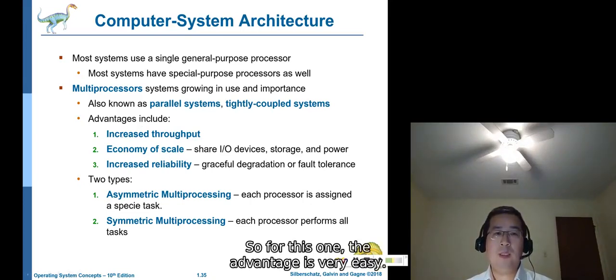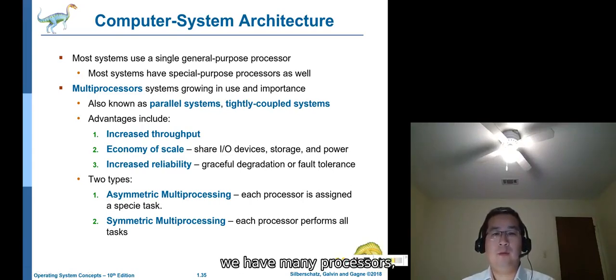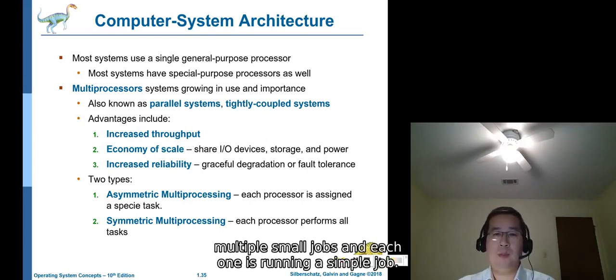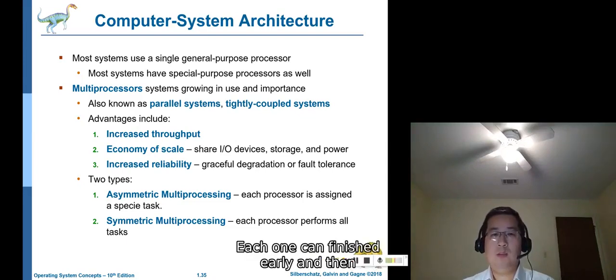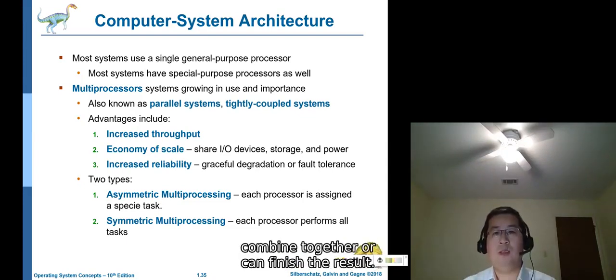So for this one, the advantage is very easy. We mentioned that we have multiple processors combined together. Each one may not be so powerful, but if we have many processors and put them together, we can finish a task very quickly, because we can divide the job into multiple small jobs, and each one runs a simple job. Each one can finish early, and then combined together, we can finish the result earlier.